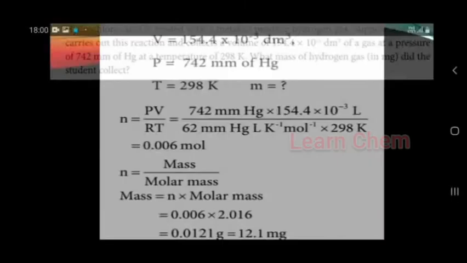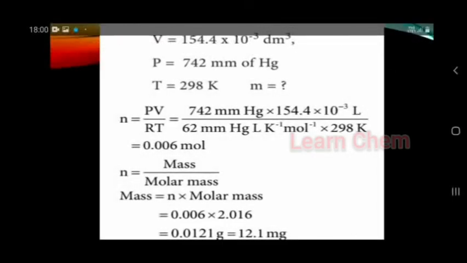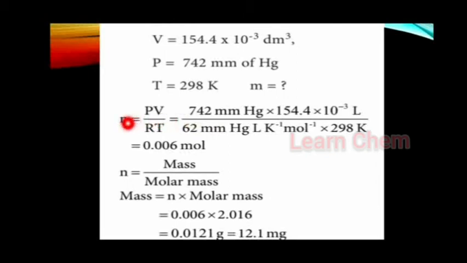So the given data is the volume, pressure and temperature. So PV = nRT. Likewise we can solve this. We have to find the number of moles first, then we can convert the number of moles into mass. So the volume is 154.4, pressure 742, temperature 298. So n = PV/RT.